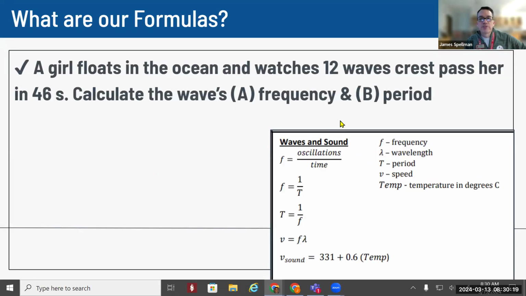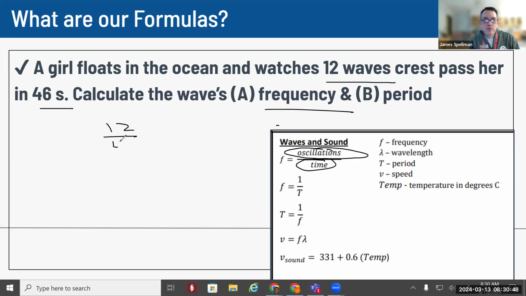So we got a couple of things to look at on this one. A girl floats in the ocean and watches 12 wave crests pass her in 46 seconds. So we want to calculate the frequency and the period. So let's see, we've got 12 waves in 46 seconds. So what can we do with that one? Well, that's 12 waves, a number of oscillations. 46 seconds is our time. So that's how we're going to get the frequency: oscillations divided by time.